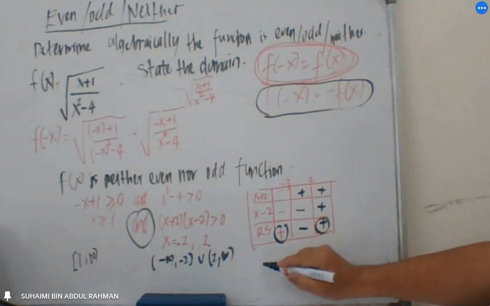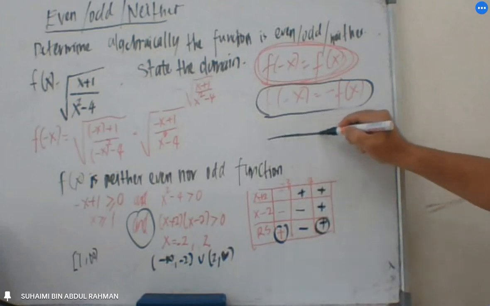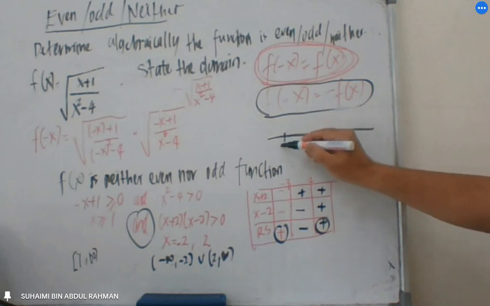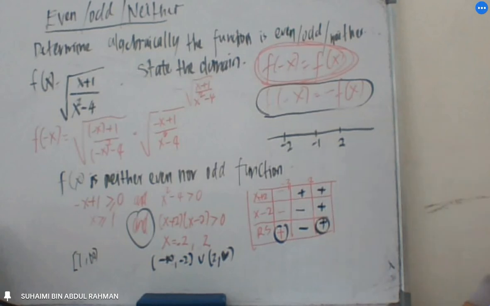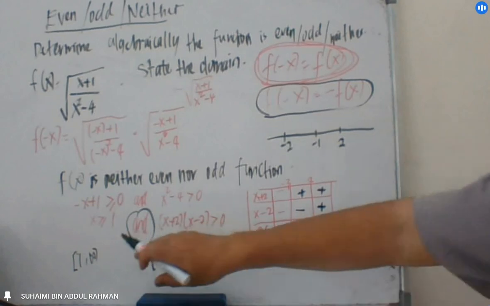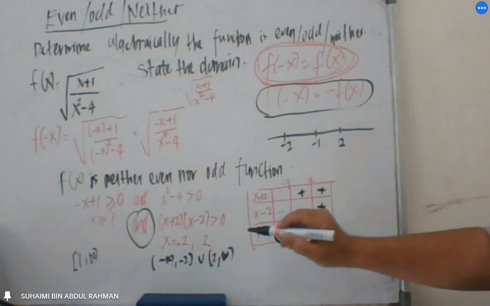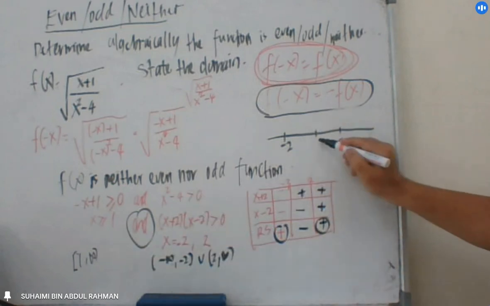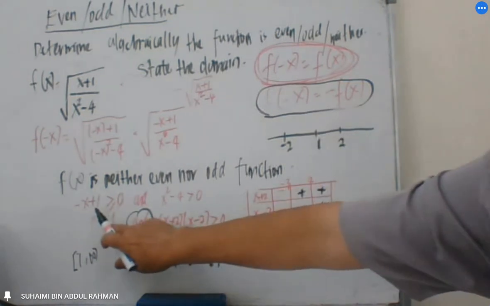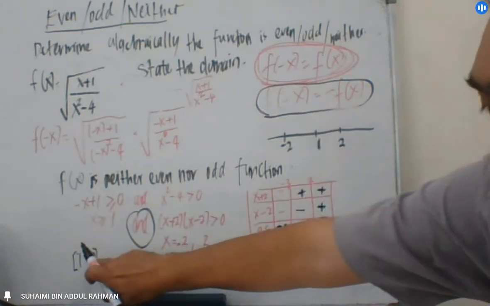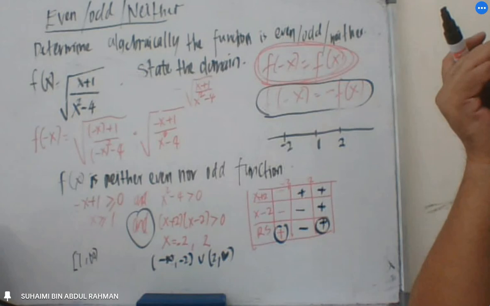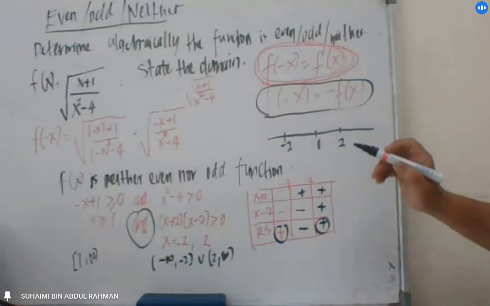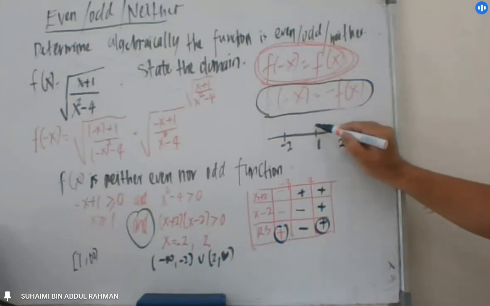Now we go to the number line. It's like this. Minus 2, minus 1, 2. Right. Those three numbers. From left, minus 1, 1. Sorry, 1. Not minus 1, 1. Right. From left, 1. 1, infinity. So we write like this.